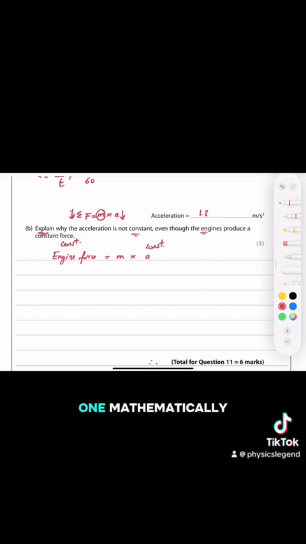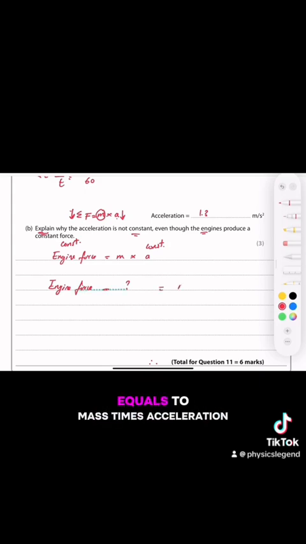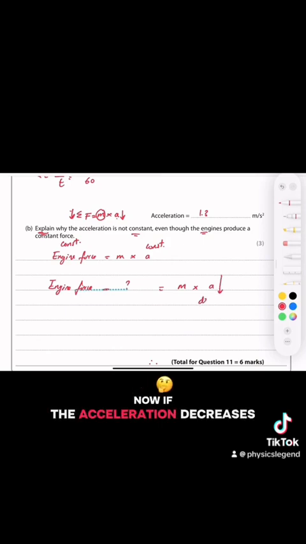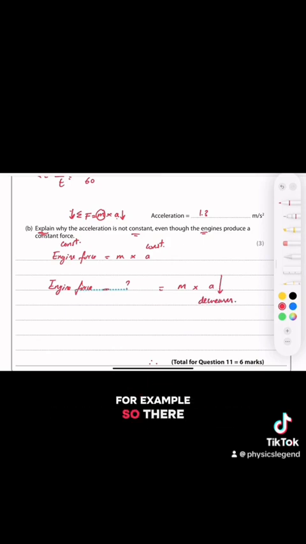If you think about this mathematically, the engine force, which is constant, and there is another force which is opposite to the engine force. I don't know the name of this force, so I keep it as a question mark, equals mass times acceleration. Now, if the acceleration decreases, there is another force here opposing the engine force. And I think this force is a kind of resistive force, which is air resistance, especially when you speed up.